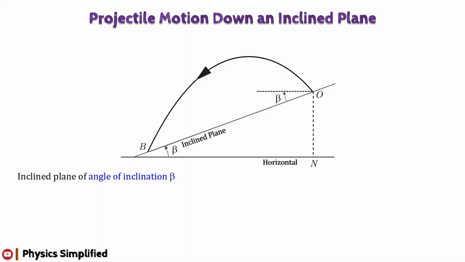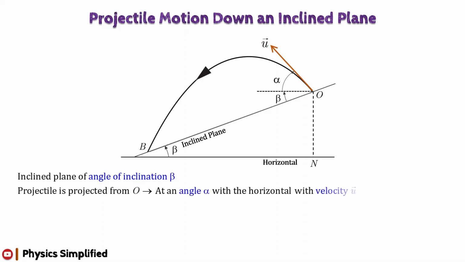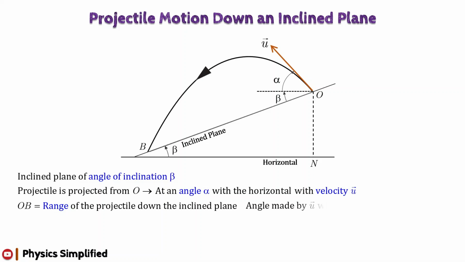Let us consider the projectile is launched down the incline, with initial velocity u, making an angle alpha with the horizontal. The projectile strikes the inclined plane at point B. So, the distance OB represents the range of the projectile along the inclined plane. From the point of projection, we have dropped a perpendicular ON on the horizontal line. According to the figure, the angle made by vector u with the inclined plane is alpha plus beta.